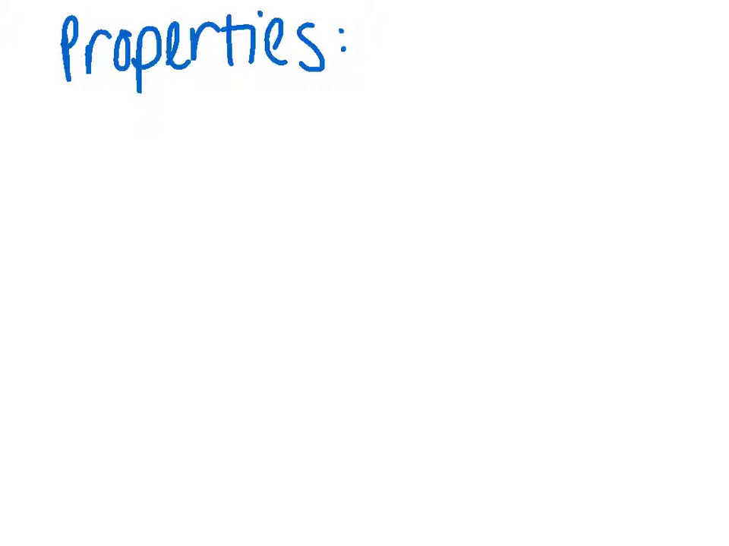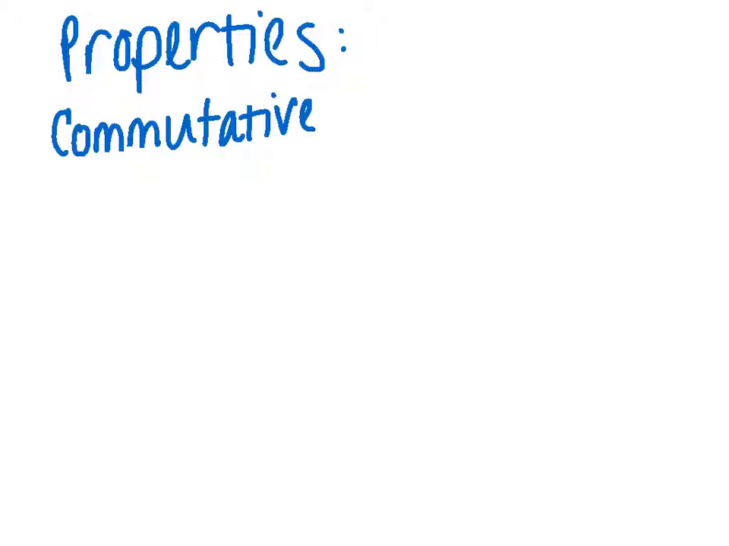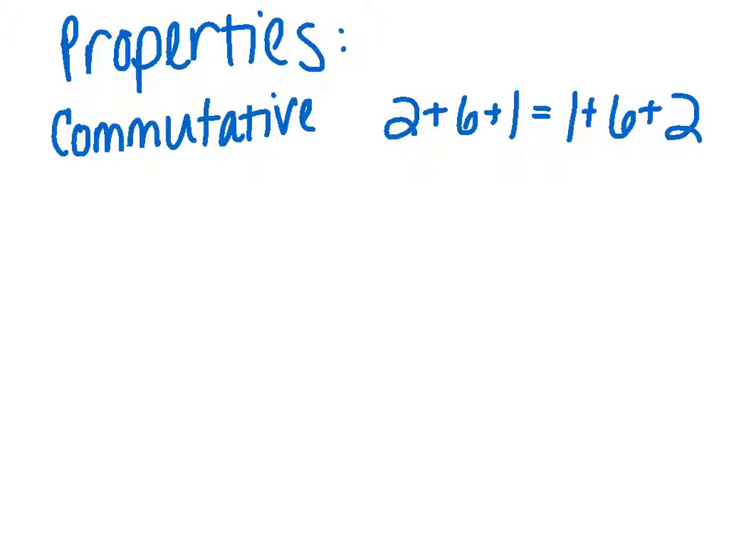We also talked about, along with what types of real numbers we have, their properties. We started with the commutative property. And that said that I could add or multiply numbers, 2 plus 6 plus 1, and I could switch their order around and still have the same answer. So I could do 1 plus 6 plus 2. I switch their orders around, but they stay equal.